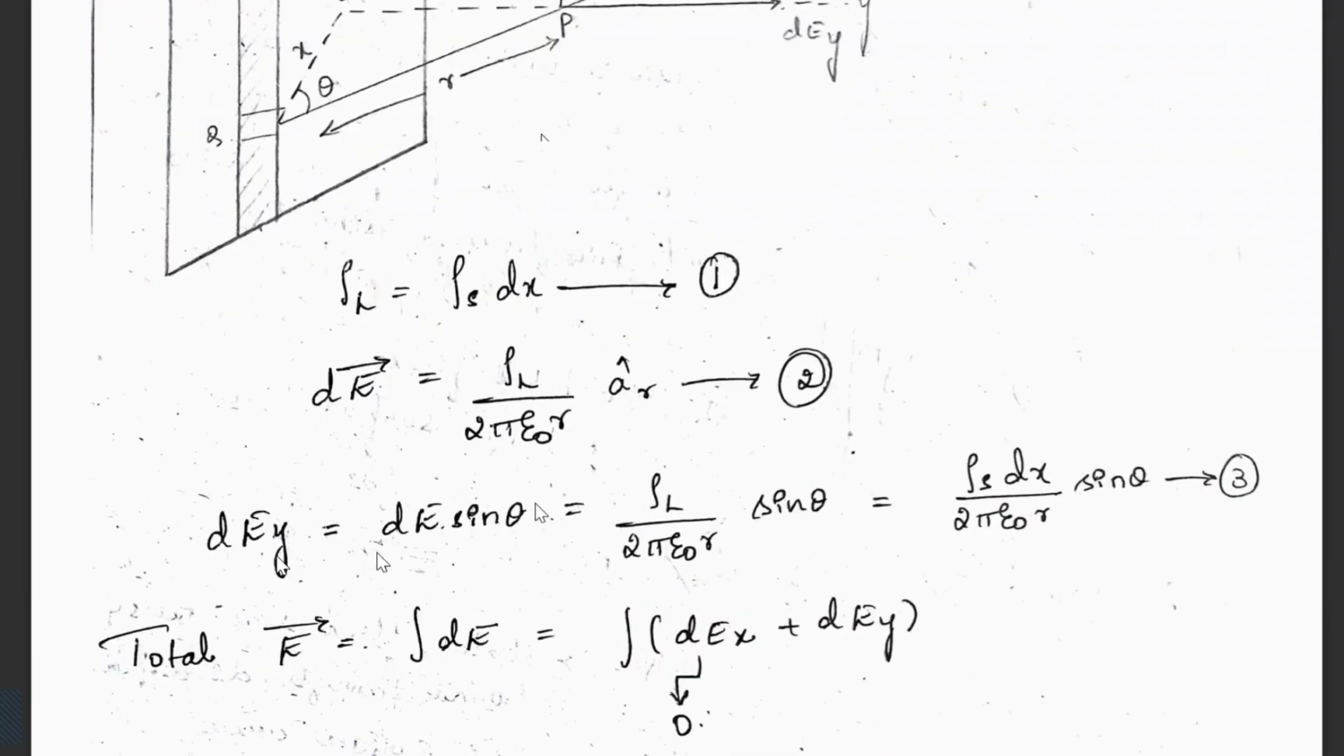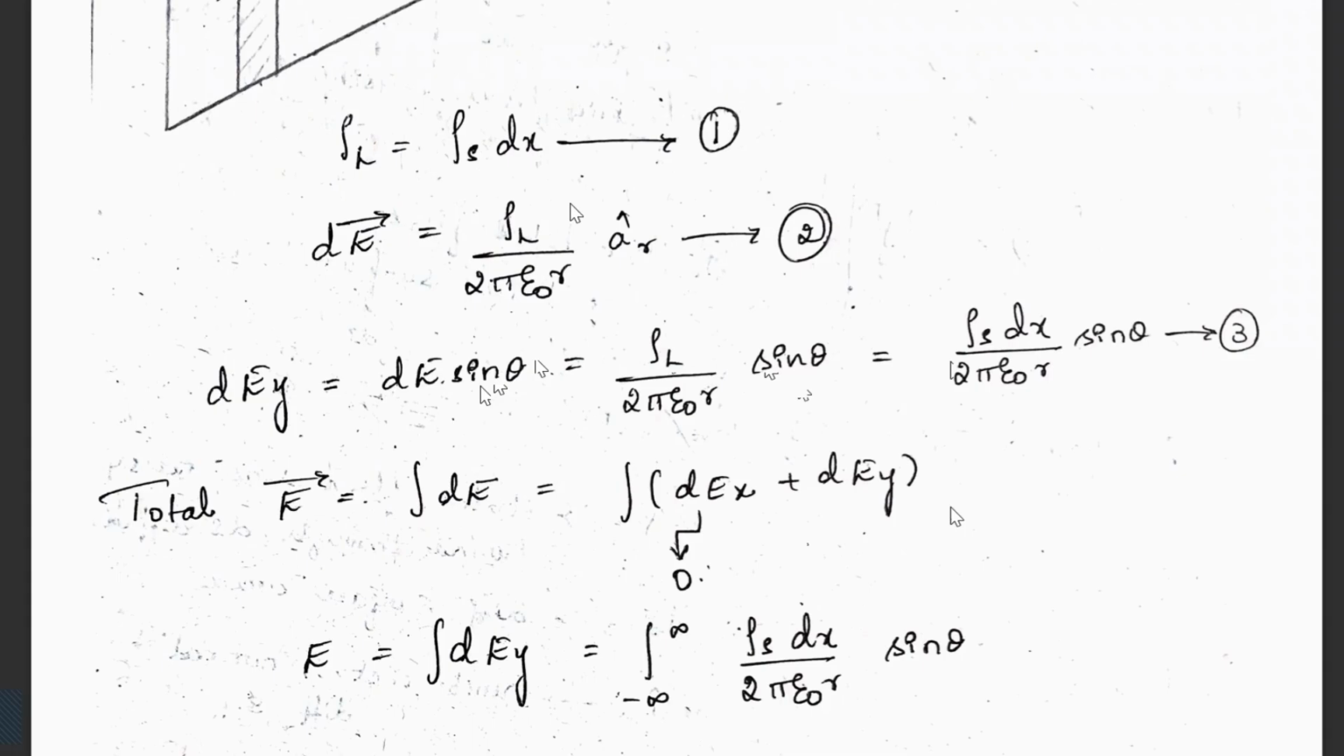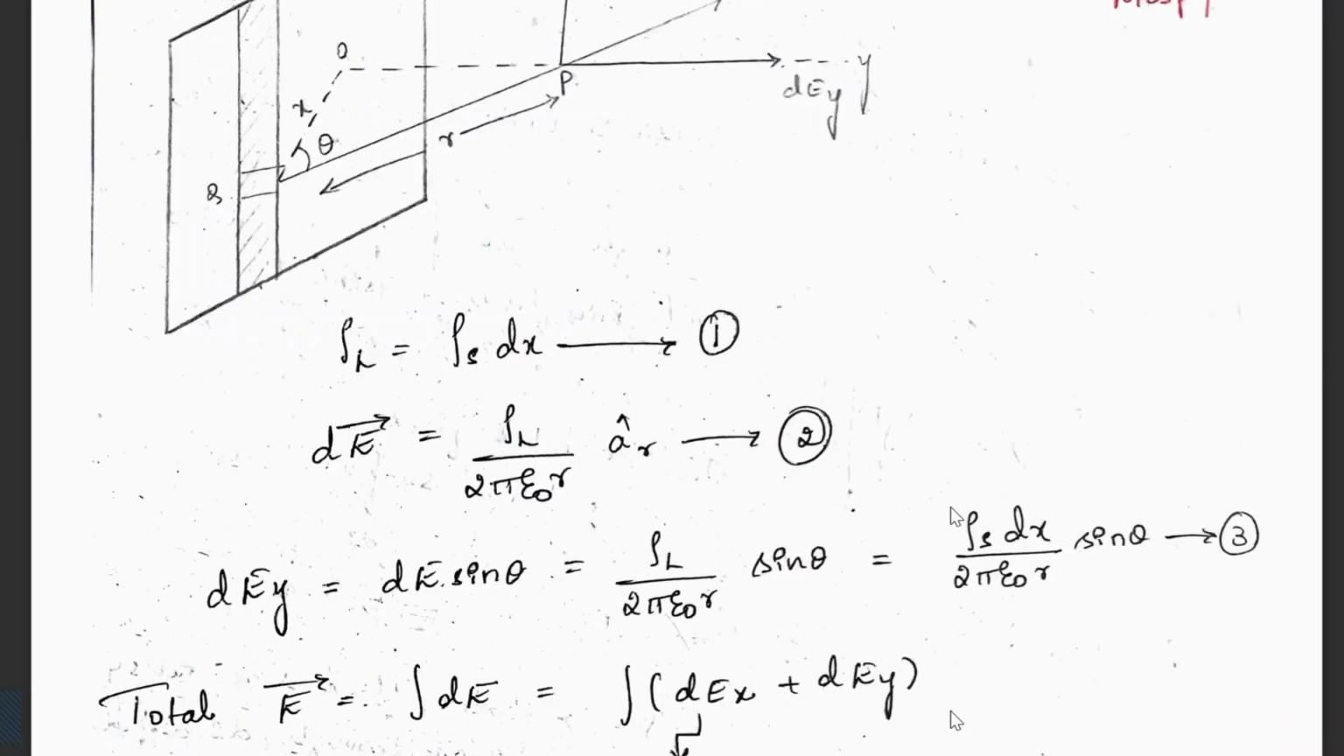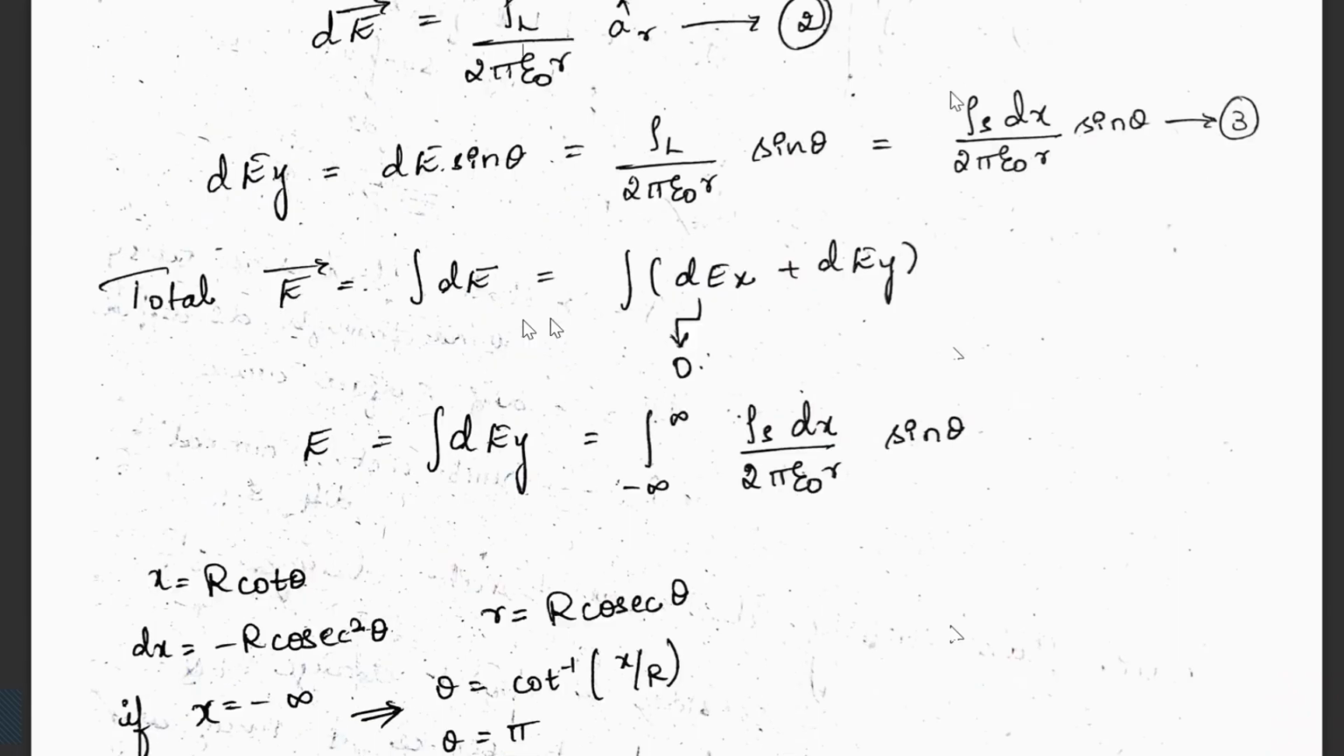Now differential Ey is equal to what? dE sine theta. This one, right? dE sine theta. So we know dE is given as rho L divided by 2 pi epsilon naught r into sine theta. Next rho L is again simplified as rho S into dx divided by 2 pi epsilon naught r sine theta. What will be my total electric field? That is integration of dE. That is two components, one is x component and the y component. It is a sheet, placed in the xy plane. But here the x component will be 0. We are doing for the y component.